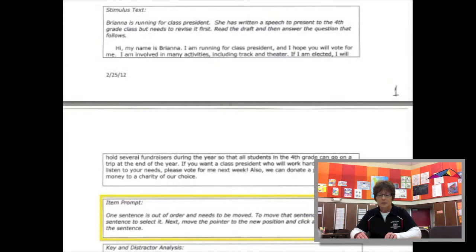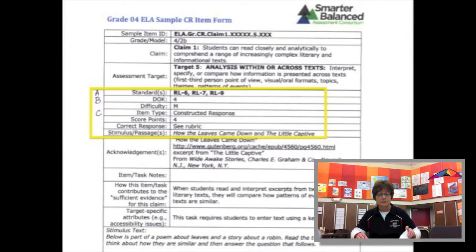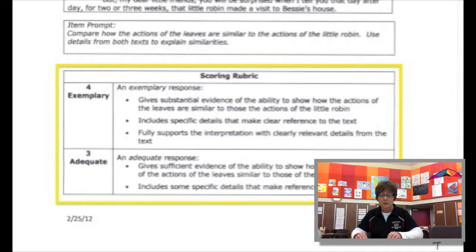The next sample item is found on page 3 and is a constructed response item. You will notice again the letters A, B, and C, that this item is correlated to a handful of reading standards, and it has a depth of knowledge, or DOK, of 4. And of course it is a constructed response item, which students will read 2 different passages and then use details to explain similarities. A scoring rubric follows on pages 4 and 5.